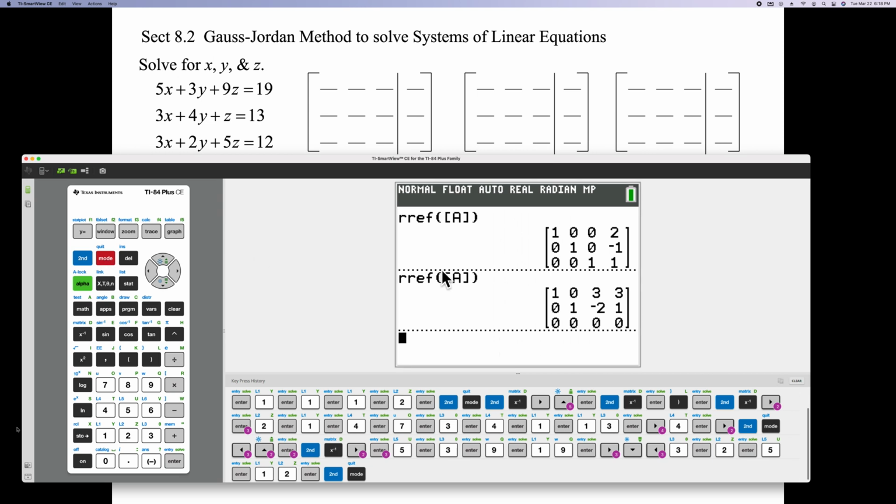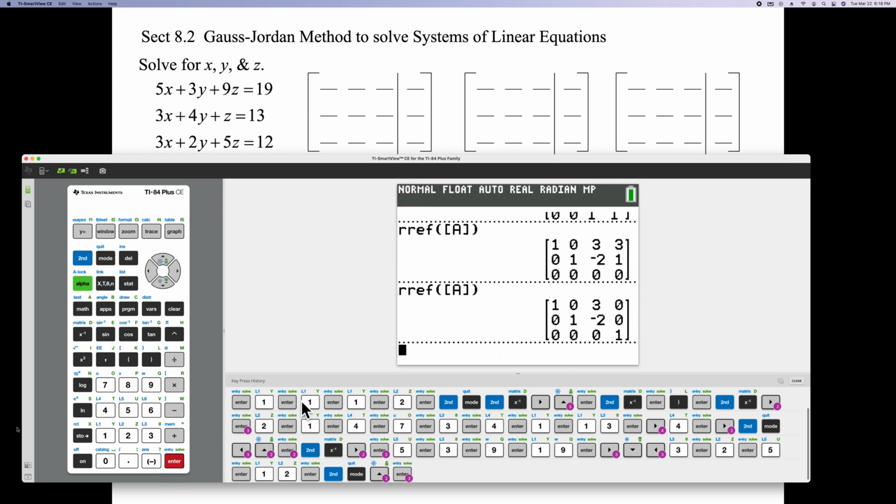Second quit. Copy that RREF. So copy it, enter, and oh, what do we have here? 0, 0, 0, 1. That means we now have 0 equal to 1. That's a false statement, which means that's no solution.